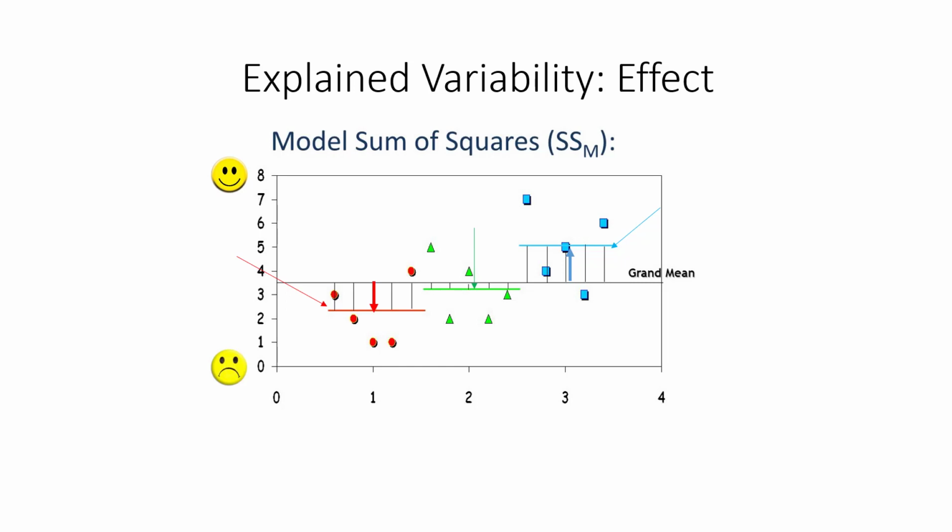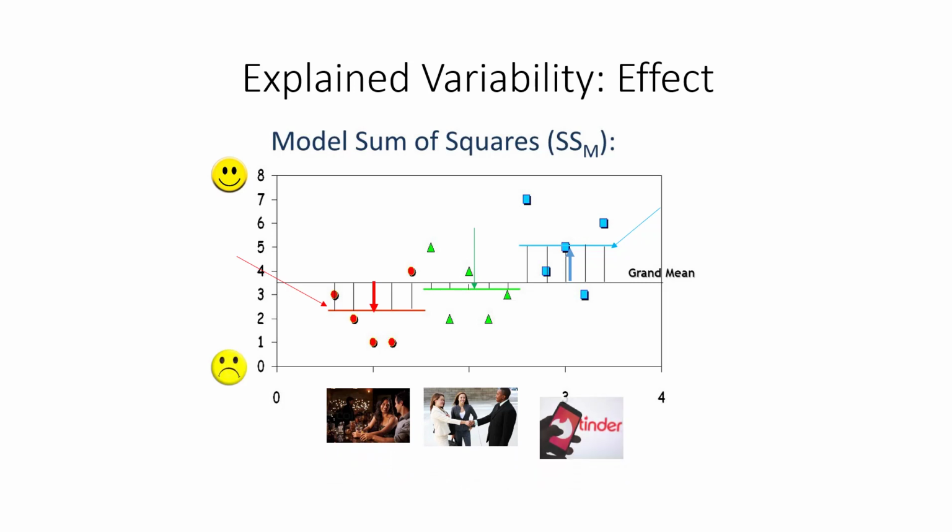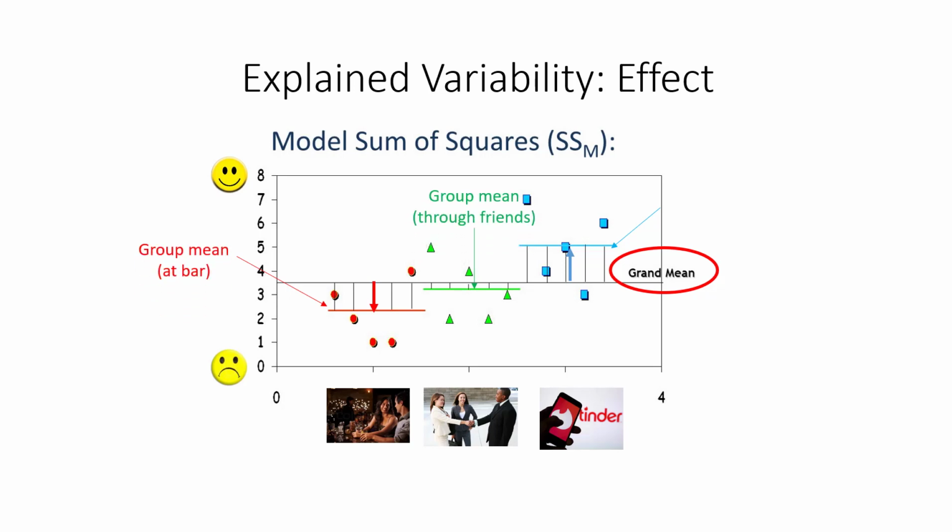First, there are three groups: the couples who met in a bar, the couples who met through friends, and the couples who met online. The vertical numbers show how happy couples feel after a few years of being in a relationship. The grand mean is the average happiness scores of all couples regardless of how they met. The group mean is the average happiness scores of couples in each group. There are 3 group means. The mean for the couples who met at the bar, the mean for the couples who met through friends, and the mean for the couples who met online.